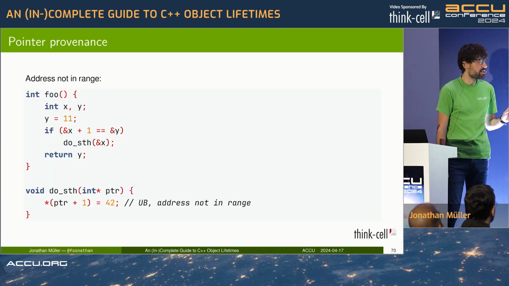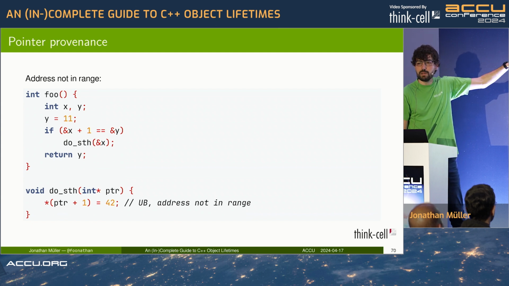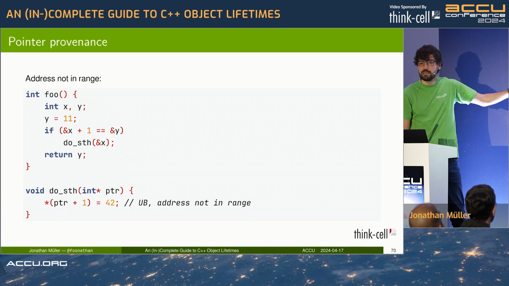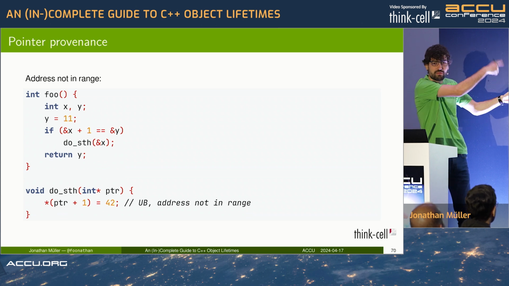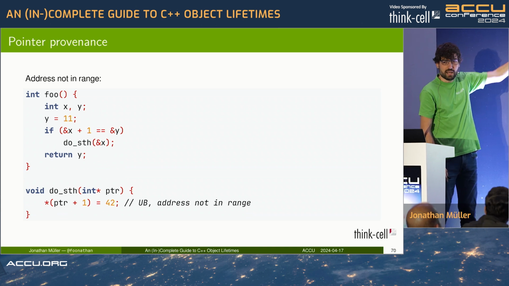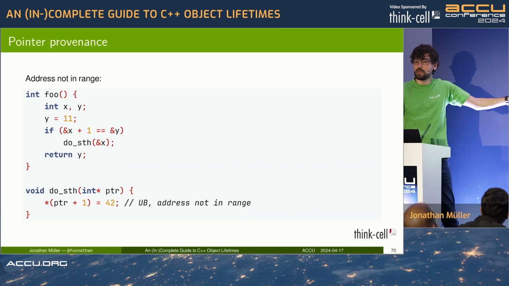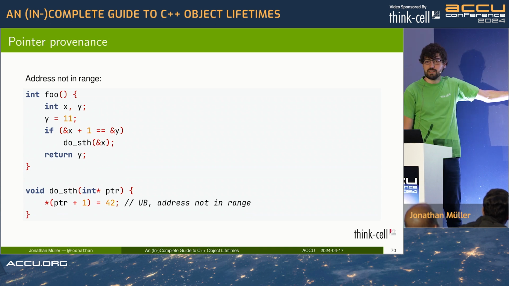So let's look at the example again. The comparison x plus 1 and the address of y compares the addresses. Even if this returns true, the provenance of pointer plus 1 isn't the same as the provenance of the pointer to y. So we can't dereference it, because the address isn't in range of the allowed provenance. The pointer has a provenance of x, and that provenance doesn't allow dereference of pointer plus 1 because it's an invalid address range. So this is still undefined behavior.